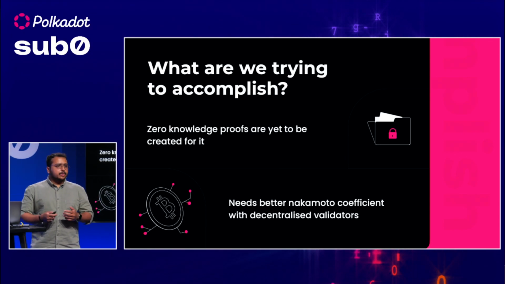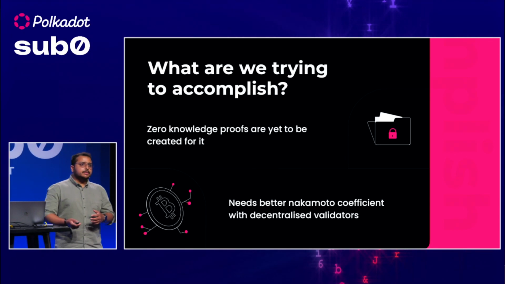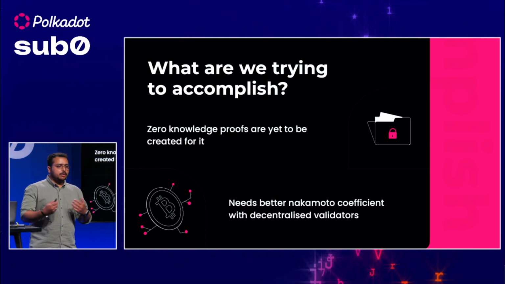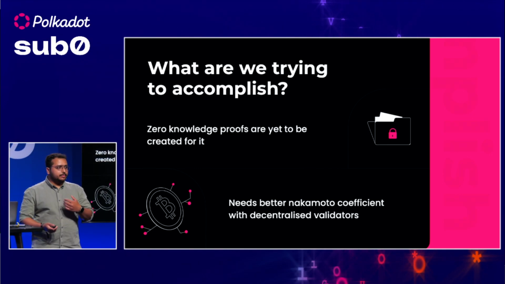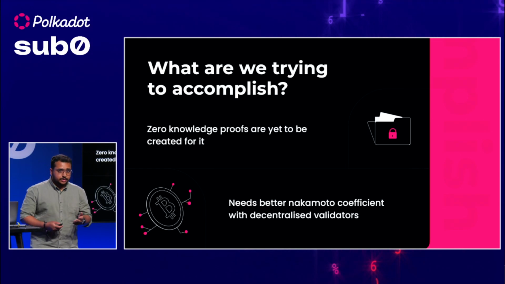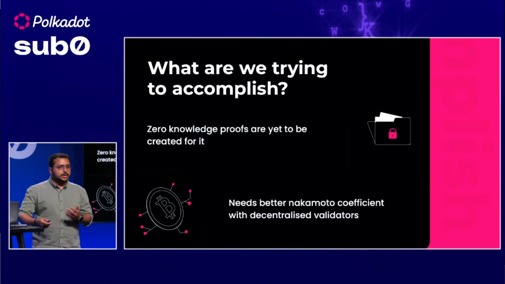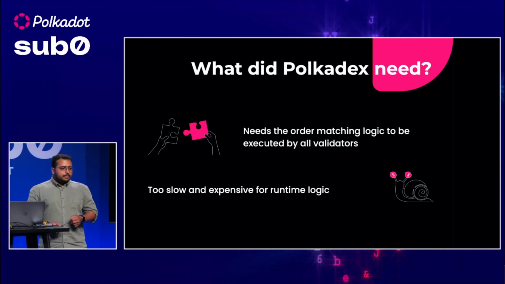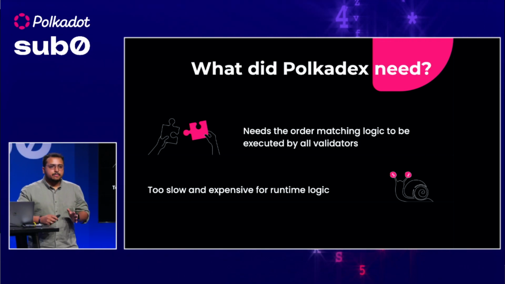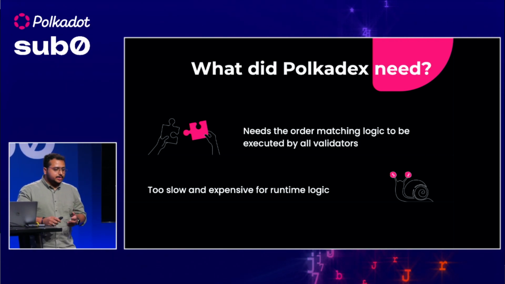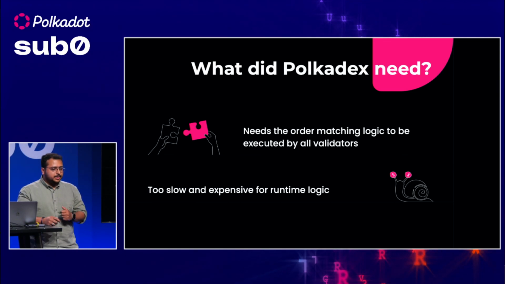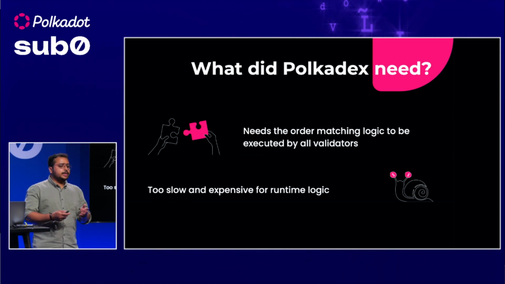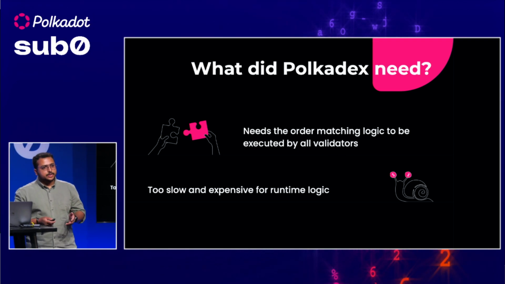And at the end of the day, when we are building something, we want a better Nakamoto coefficient, because we want all of the validators to verify, test and attest whatever business logic we want to run. Talking specifically about Polkadex and our journey, we needed the order matching logic to be executed by all validators, but it was too slow and expensive to run on chain.